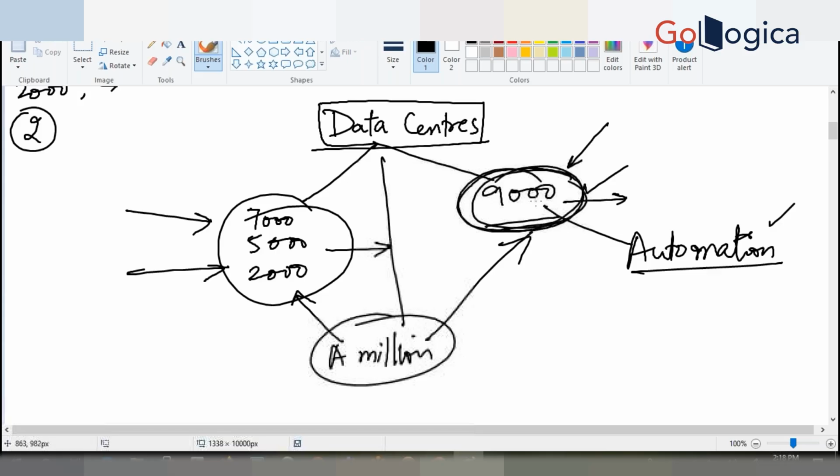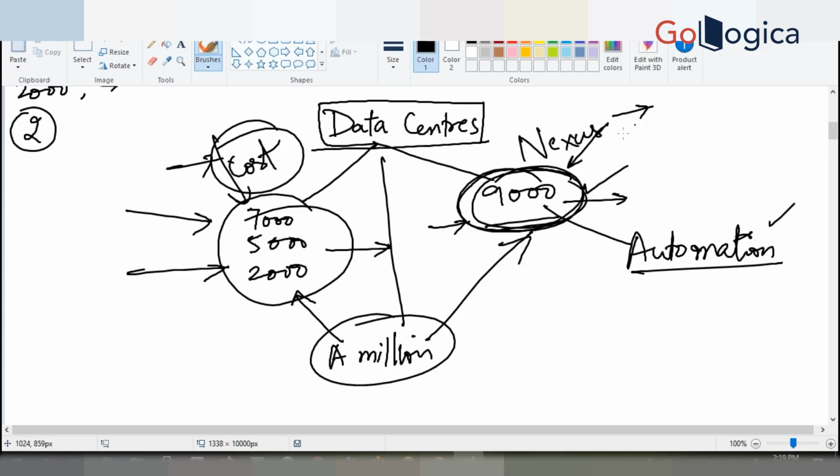Everybody wants to have automation in the data center. Nobody is going to recruit 1,000 or 10,000 engineers. But the big question was the cost. As of now, I have spent $1 million. Now I am going to upgrade my infrastructure with the 9,000 again. So this is also Nexus. Now the companies who are coming for a fresh solution on the data center, we are actually giving them the 9,000 series.